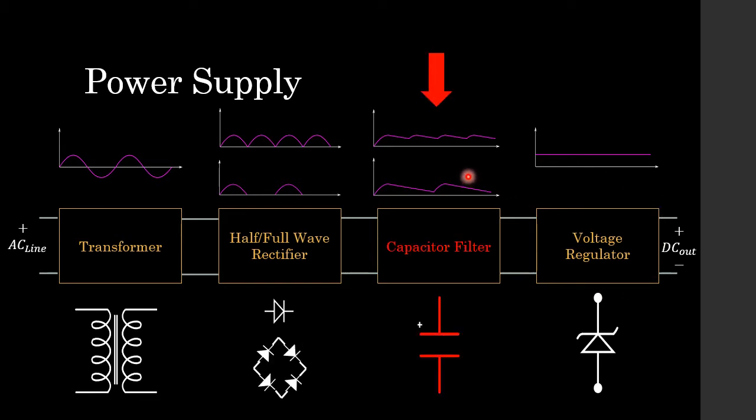So the capacitor filter, as we mentioned, that's the focus of today's lecture. It comes after our rectifier circuit, and we go from this pulsating DC to more of a ripple DC voltage.